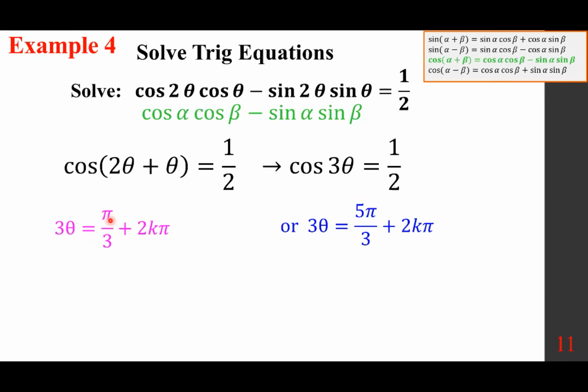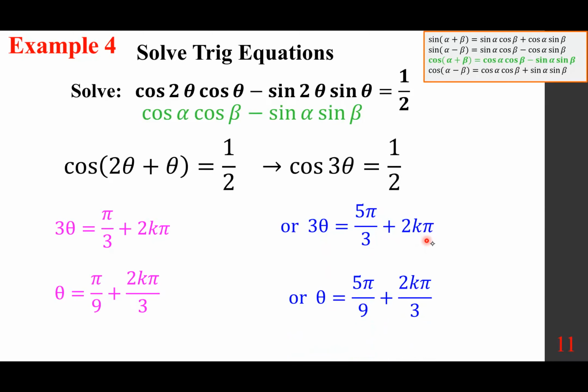Divide both sides by 3. This becomes pi over 9. This becomes 2k pi over 3. This one becomes theta. This becomes 5 pi over 9 plus 2k pi over 9. That would be the general solution. If we were interested in finding the solution from 0 to 2 pi, then you let k be 0, 1, 2. Okay, class? This is 3, right? You go from 0, 1, 2.